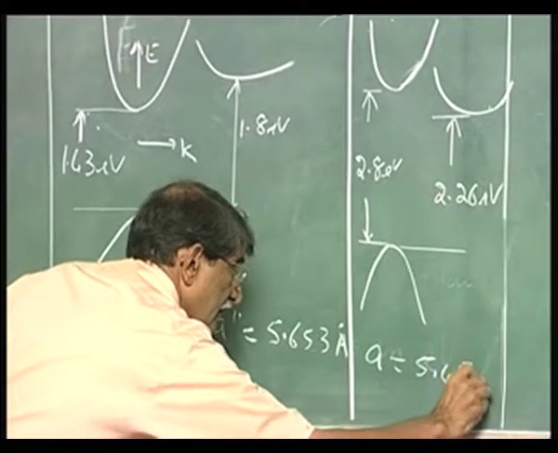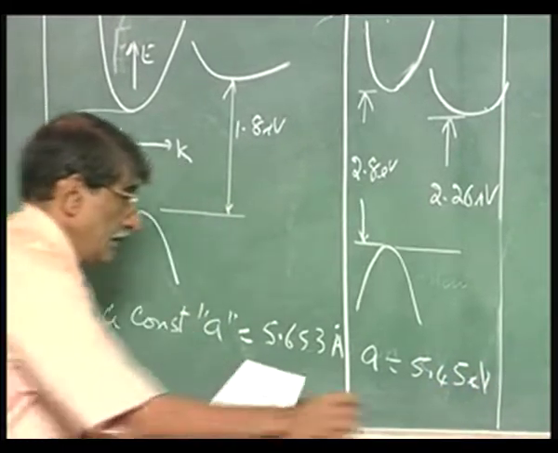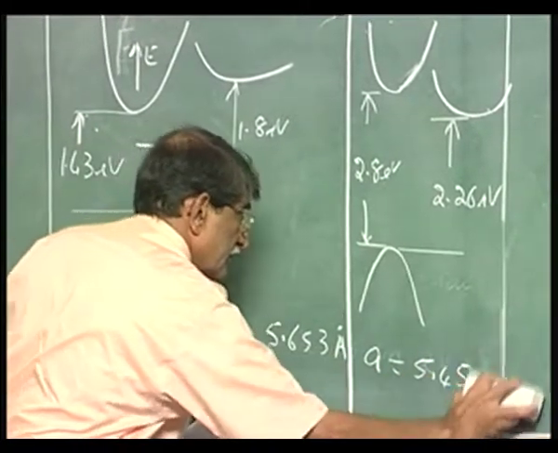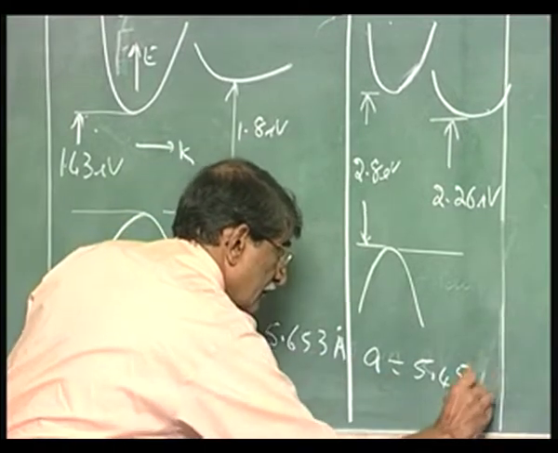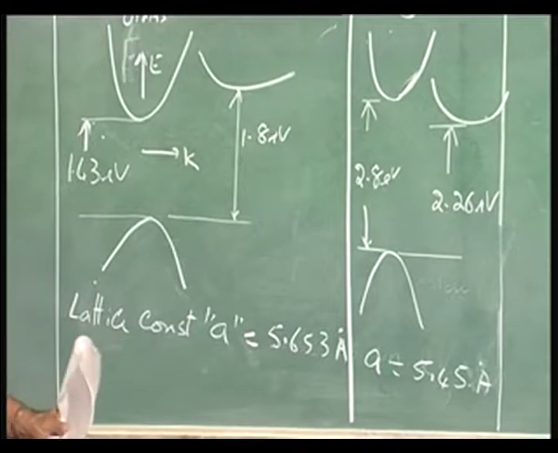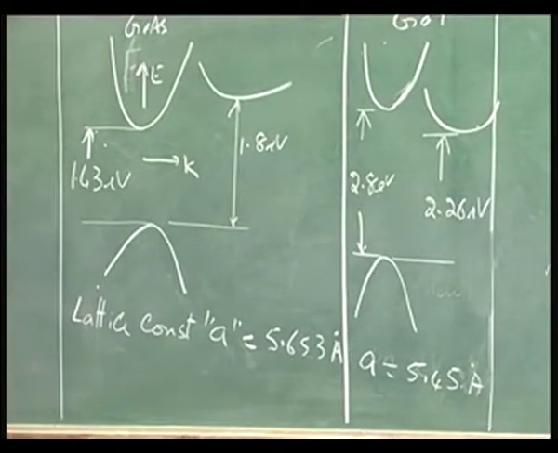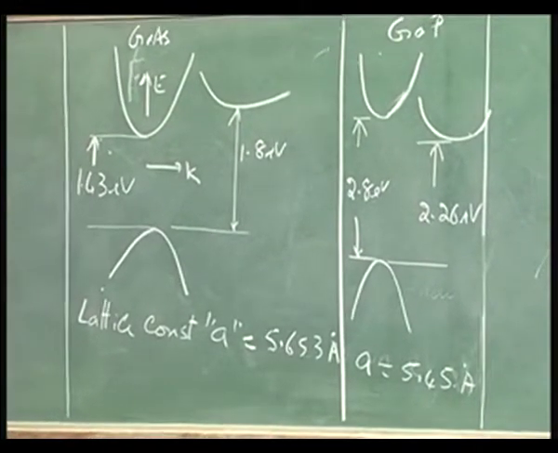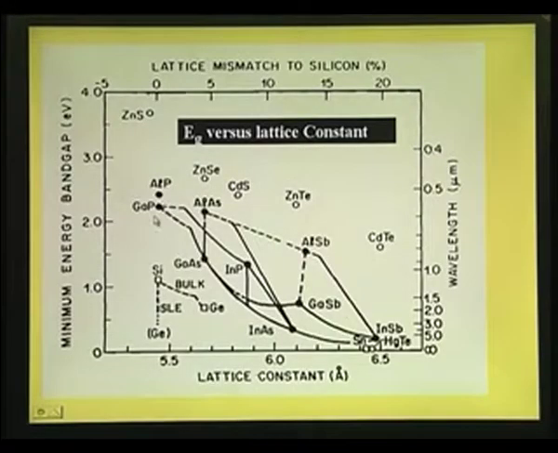Okay, and A for this case is actually 5.45 angstroms. So, that is shown also in the diagram here. The values are shown there, okay, 5.45 and 5.653. Now, let us see what would happen if you mix up these two. Okay. So, let us put this diagram.